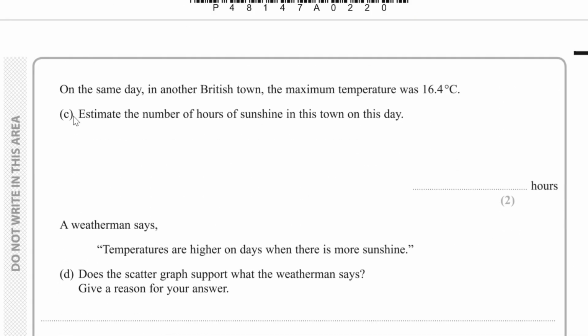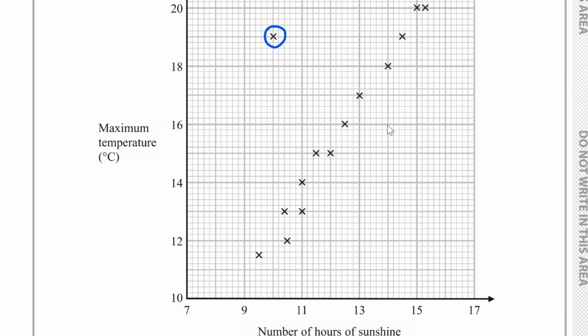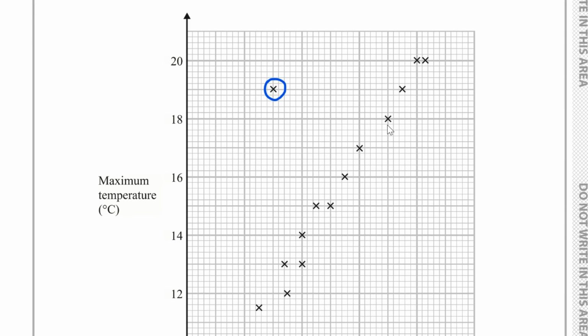For part C, on the same day in another British town, the maximum temperature was 16.4 degrees C. For part C, we have to estimate the number of hours of sunshine in this town on this day. Well, if we go back to our scatter diagram, to figure out how many hours of sunshine we have, given we have a maximum temperature of 16.4, we would have to draw a line of best fit. Now the line of best fit goes through as many points as possible.